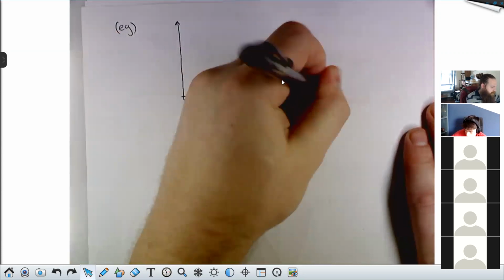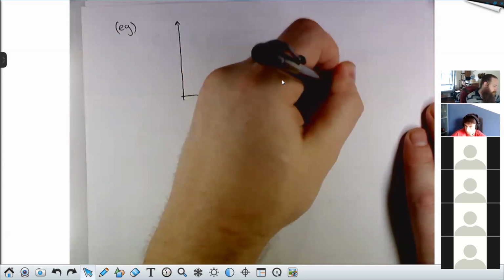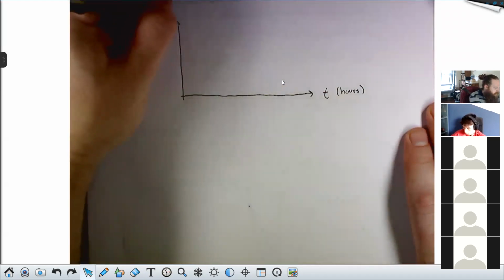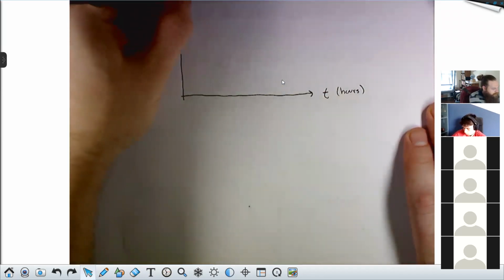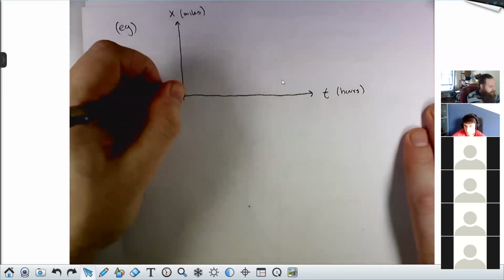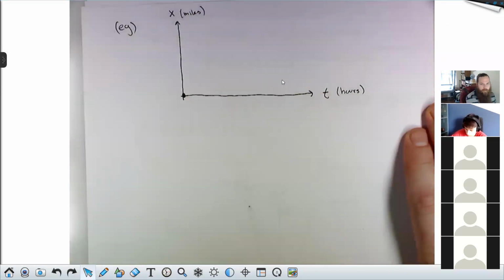Time down here, I'm going to use the variable t for time, and it will be measured in hours. And I'm going to use the variable x for distance, and it will be measured in miles. This is a pretty common choice of notation in physics. At time t equals 0, I'm at my house. I haven't left.